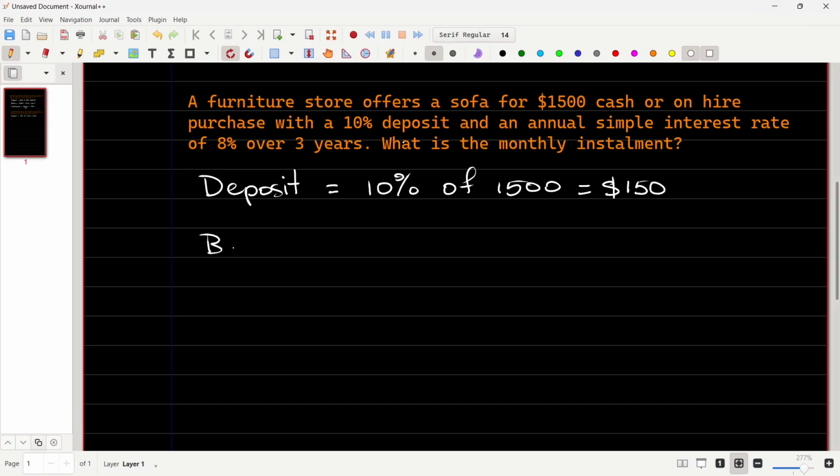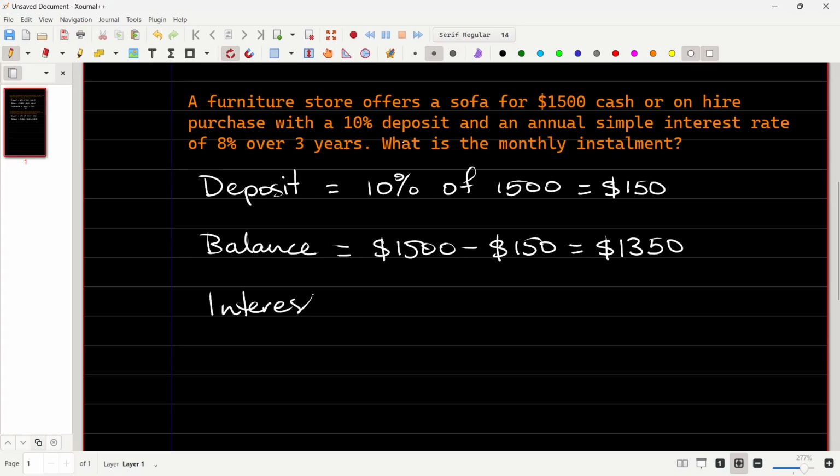Then from that we need to figure out the balance, which is going to be equal to your $1,500 minus your $150, and that would be equal to $1,350. All right, so $1,500 minus $100 is $1,400. $1,400 minus 50 is $1,350. Now we need to figure out the interest, and the interest is equal to your principal, which is your $1,350, times your 3 years times your rate of 8% divided by 100.